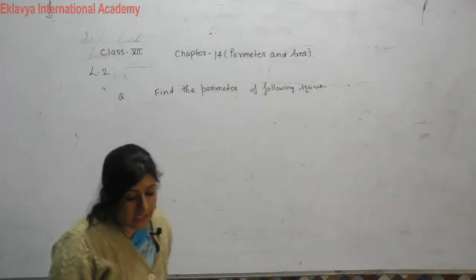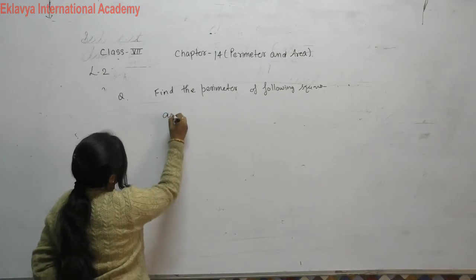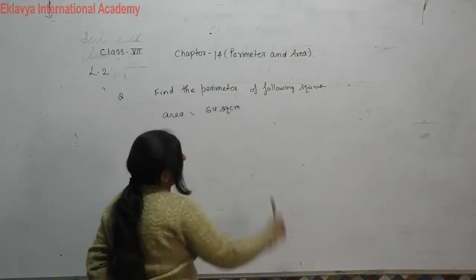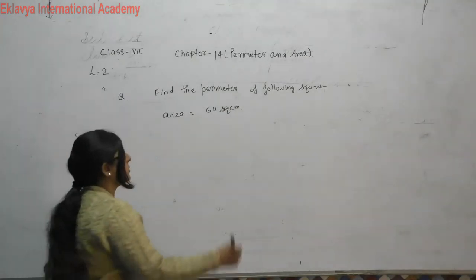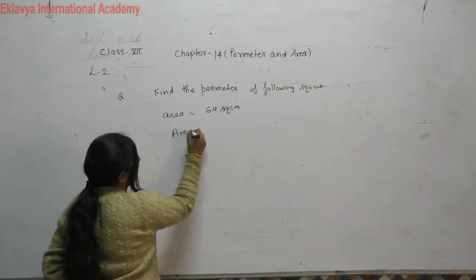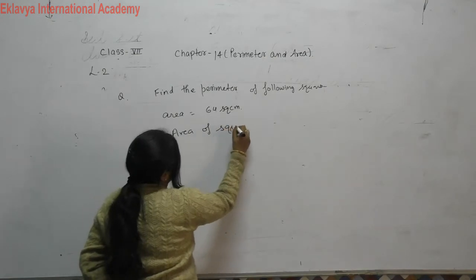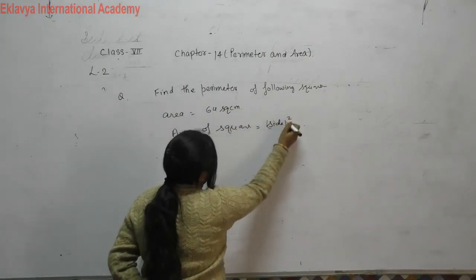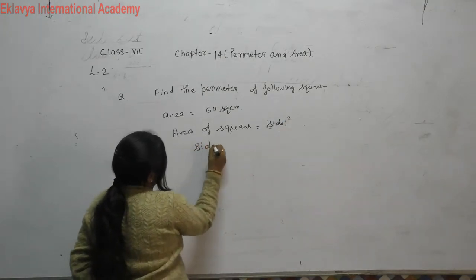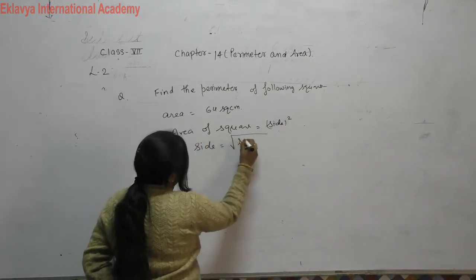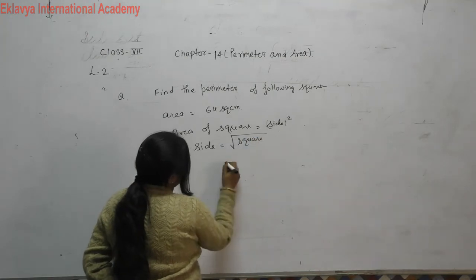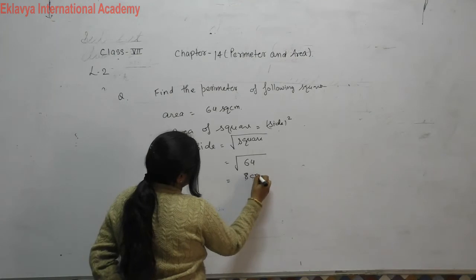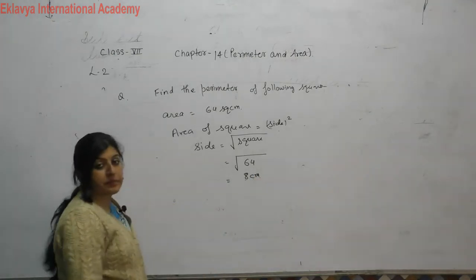It is given to you that area of square is equal to 64 square centimeter. So area of square is side squared. If we have to find the side, then side is equal to square root of area, that is equal to root 64. Root 64 is equal to 8 centimeter.